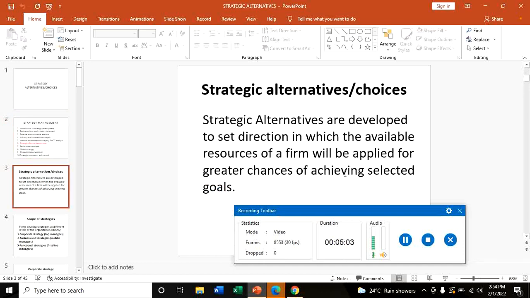When we come to the strategic alternatives, call them choices, the strategic alternatives are developed to set the direction in which the available resources of a firm will be applied for greater chances of achieving the selected goals. Remember, we now know what our organizational capabilities are.